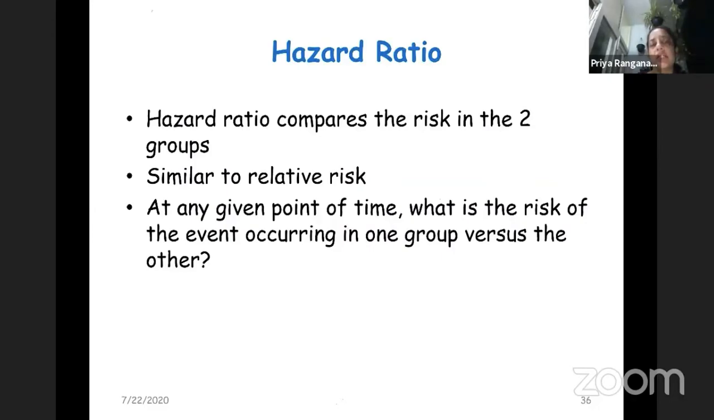Hazard ratio compares the risk in the two groups. It's somewhat similar to relative risk, except that it calculates risk at any given point of time during the curve. And it tells you at any given point of time what is the risk of the event occurring in one group versus the other group.